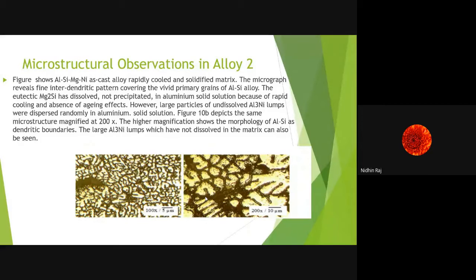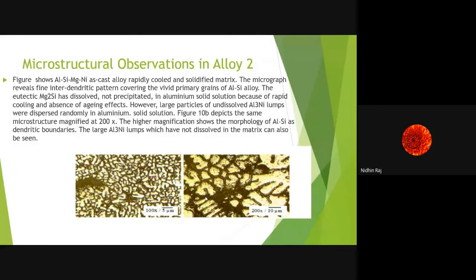So figure A here shows the aluminum silicon magnesium nickel as-cast alloy, rapidly cooled and solidified matrix. The micrograph revealed the fine interdendritic pattern covering the vivid primary grains of aluminum silicon alloy. Now the eutectic Mg2Si has dissolved here also, not precipitated in aluminum solid solution because of rapid cooling and absence of aging effects. But the large particles of undissolved Al3Ni were dispersed randomly in the aluminum solid solution, as you can see from figure A.